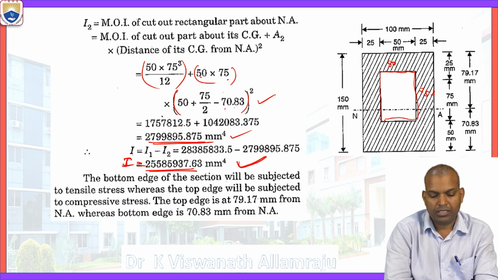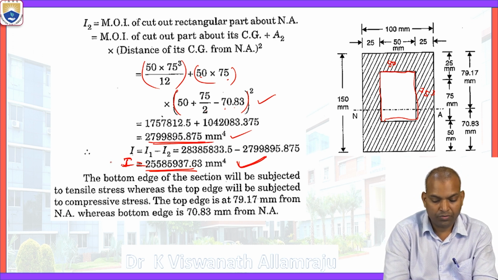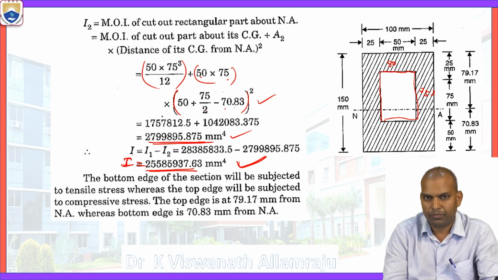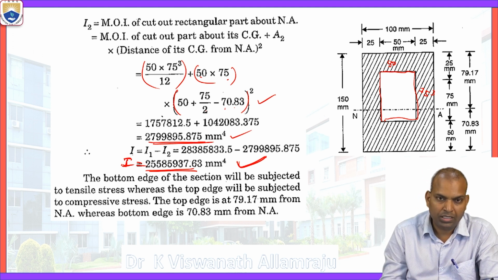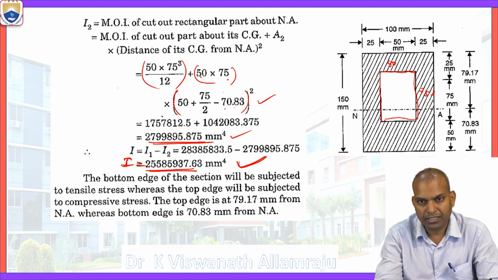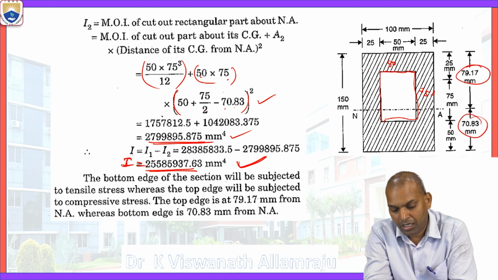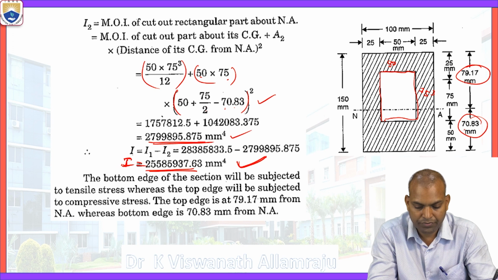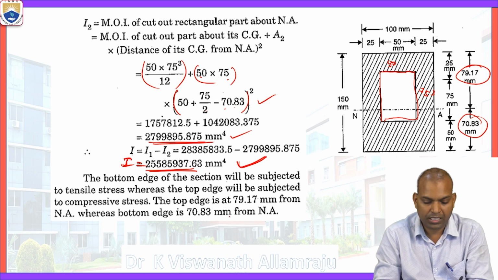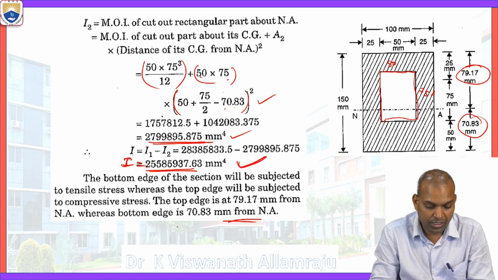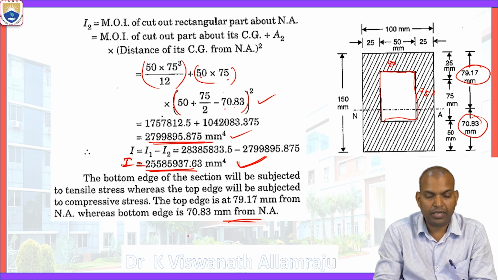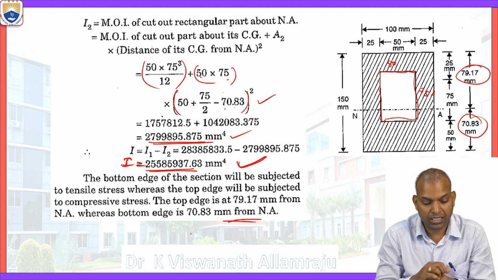So now this I value we got to know, and Y value. Now here it is, the bottom edge will be subjected to tensile stress, whereas the top edge will be subjected to compressive stress. So the top edge is at a distance of 79.17 millimeters, and the bottom edge is at a distance of 70.83 millimeters from neutral axis. Yes, the bottom edge is subjected to the tensile stress.